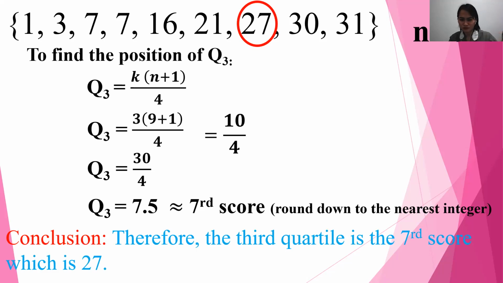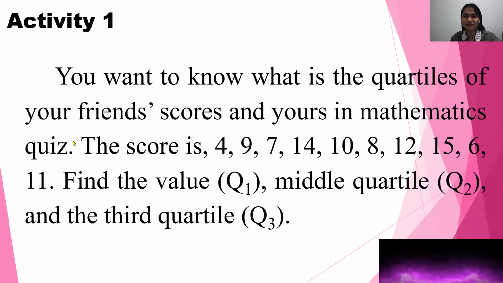So are we satisfied with the conclusion? Look at the data distribution. What is the 7th score? What is the value? It is 27. So our third quartile is the 7th score, which is 27. So did you understand our lesson?